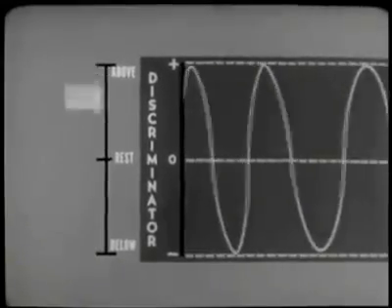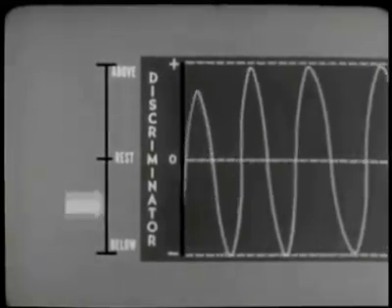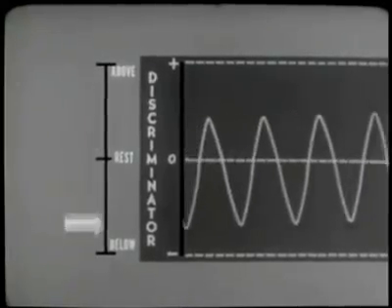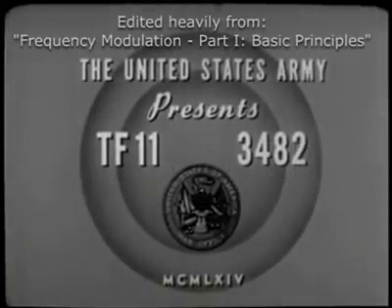In this way, we have transformed an RF carrier's frequency variations back into an audio frequency signal. From the discriminator, the audio goes into an audio amplifier, and from there to a speaker or headphones. The intelligence has completed the trip from transmitter to receiver.